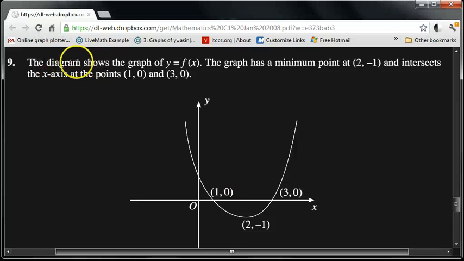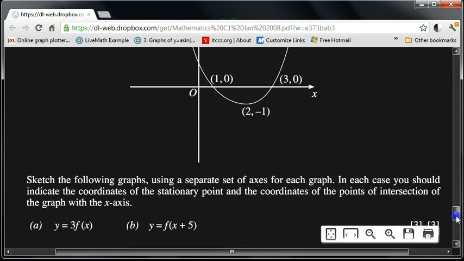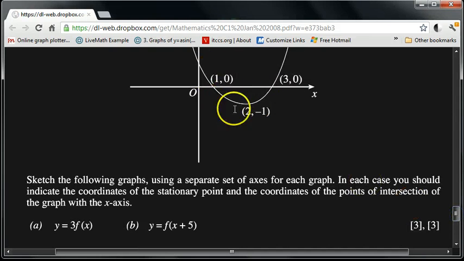Question 9, part A then. We've got this graph shown here with these roots, (1, 0) and (3, 0), and a minimum point at (2, -1). And we've got it described downwards. And then it asks us just below here to sketch the corresponding points that we've just mentioned. For the graph, sketch y equals 3 lots of f of x.